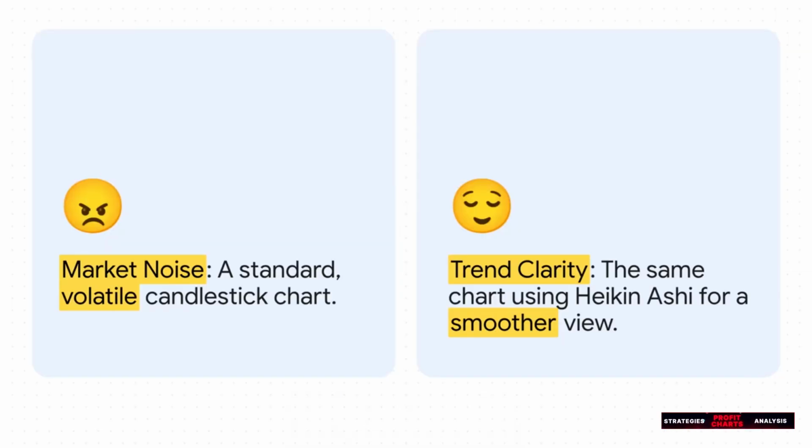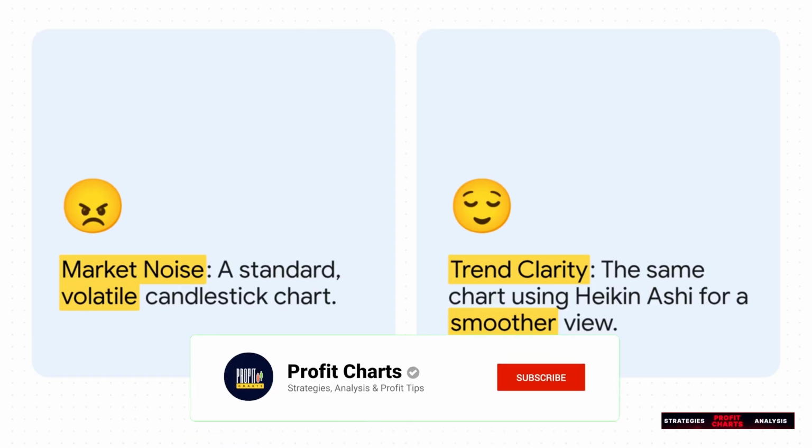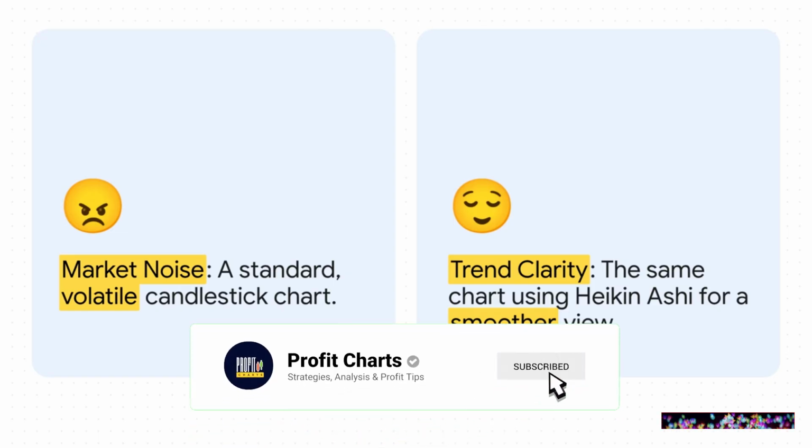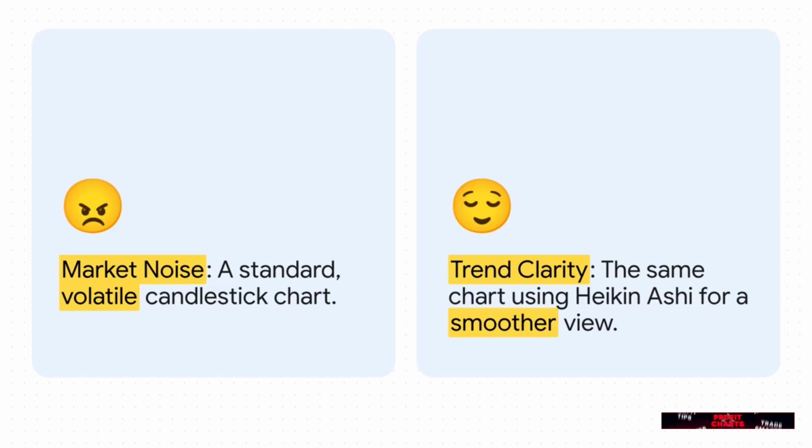Okay, boom. This right here is the whole story in one picture. On the left, you've got your standard noisy candlestick chart, the kind that makes you want to second guess everything. But on the right, that is the exact same price data just shown with Heikin Ashi candles. I mean, look at that difference. It's so much smoother, so much clearer. And that right there is the problem Heikin Ashi was born to solve.